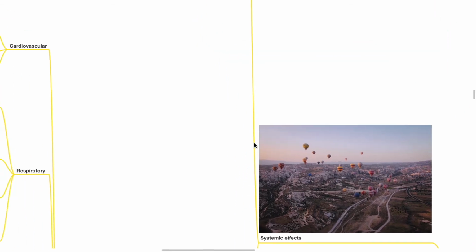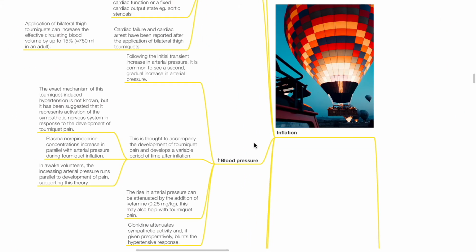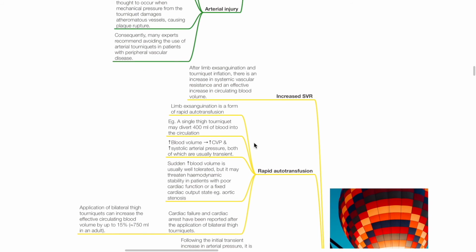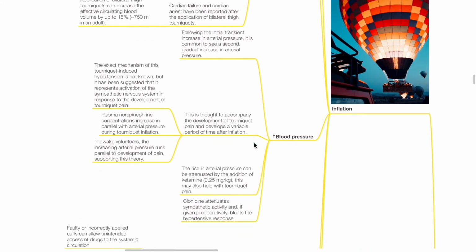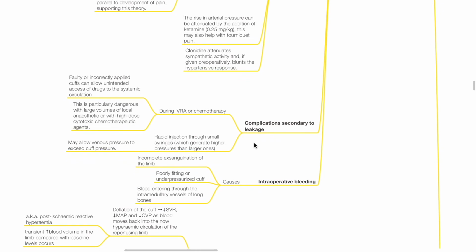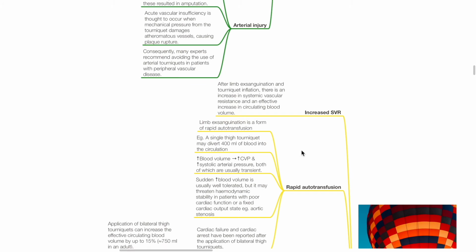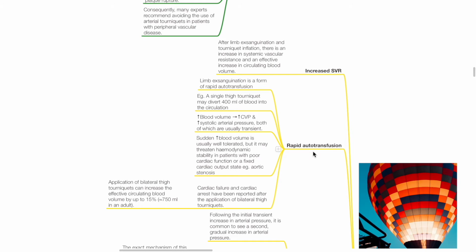Systemic effects. Systemic effects during tourniquet inflation include increased SVR, rapid autotransfusion, increased blood pressure, complications related to leakage, and intraoperative bleeding. Increased SVR. After limb exsanguination and tourniquet inflation, there is increased SVR and an effective increase in circulating blood volume due to rapid autotransfusion. Limb exsanguination is a form of rapid autotransfusion. A single tie tourniquet may divert up to 400 ml of blood into the circulation in an adult.